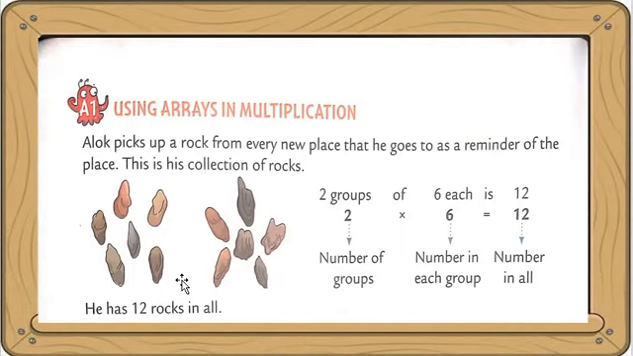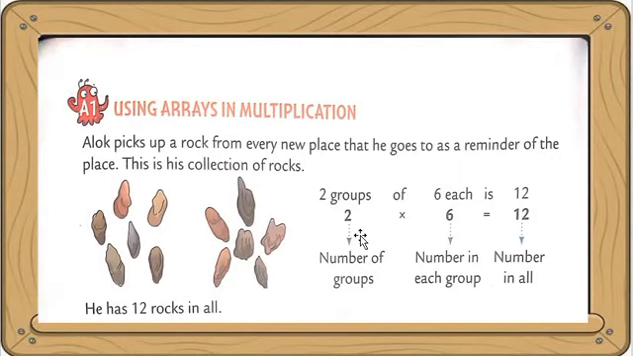Two groups are there, and each group has 6 rocks. So we do it like that, all students. 2 groups, and 6 in one group. Okay, 6 rocks in one group. So 6 2s are how many? 12. 6 2s are 12.